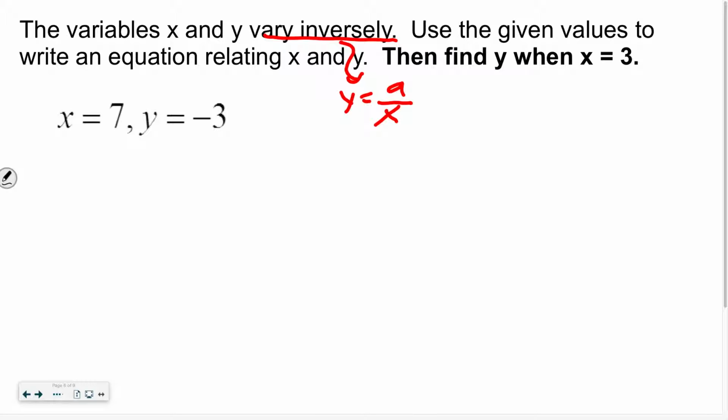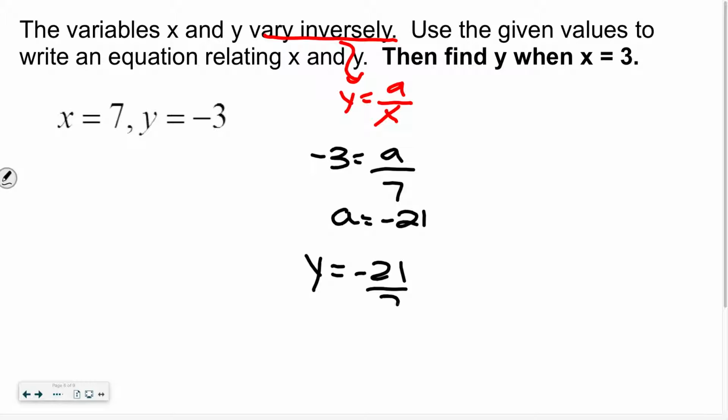Solve the same way, right? Plug in your x and your y. -3 equals a over 7. It would be okay if you use the other version, like x equals a over y. You'll just have a different constant and your equation will look different, so you'll have to write it again as x equals. Let's see, a is equal to -21. So y equals -21 over 7. Or sorry, x for my equation. -21 over x.